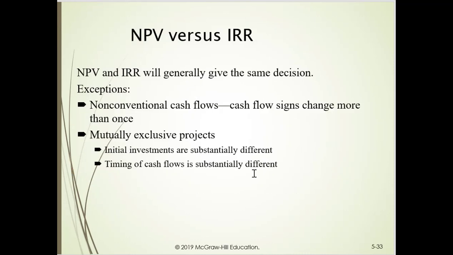So again, they generally give the same ideas. We've talked about non-conventional cash flows. This is where the cash flows change sign more than once. That's going to have an issue with internal rate of return. And with mutually exclusive projects, it's going to have a problem when we have to choose or rank projects. It might do it differently.